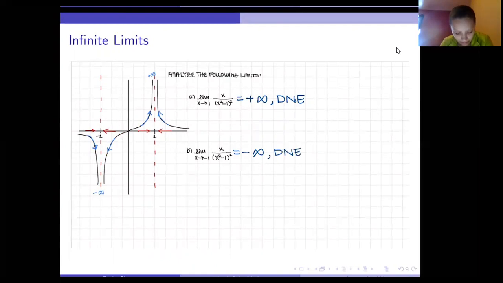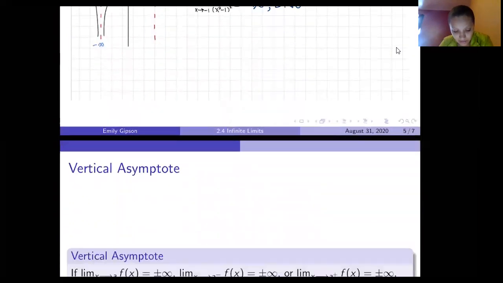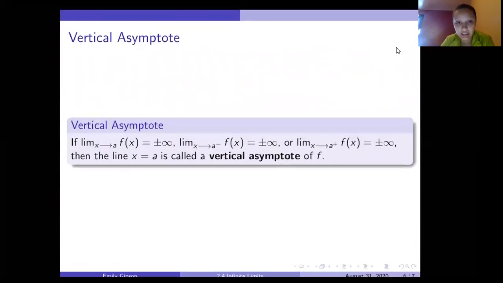Now, finally, we have to talk about, well, we're getting close and close and close to some idea of infinity when we go to take our limit. Does this have a name? And the answer is yes. And the name is a vertical asymptote. So the P is silent and it goes asymptote. So the P is silent, it's just all one word. You can practice it out loud and no one's gonna think you're being goofy. So we're talking about vertical asymptotes.